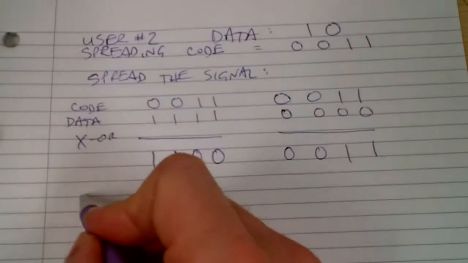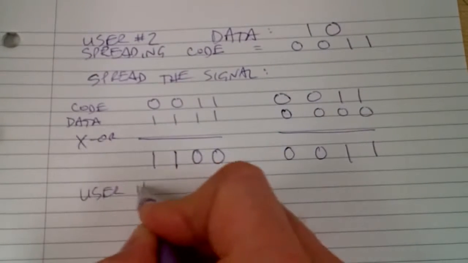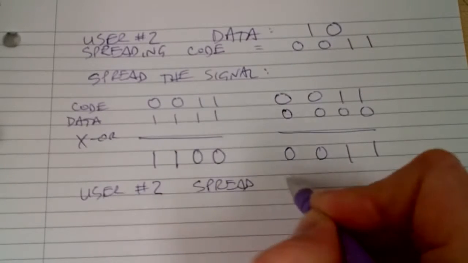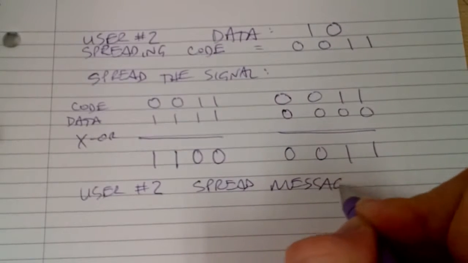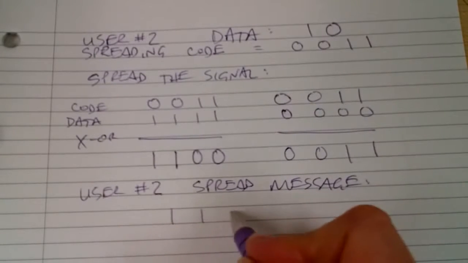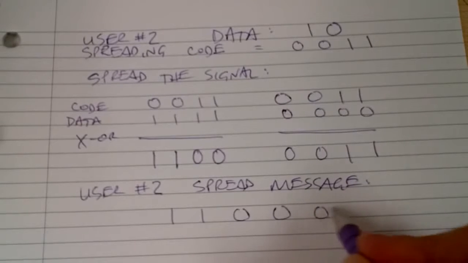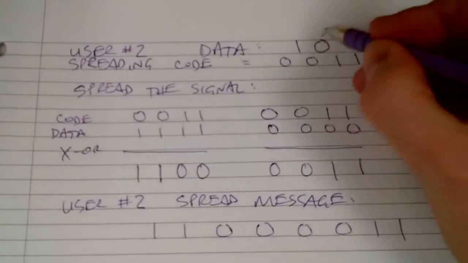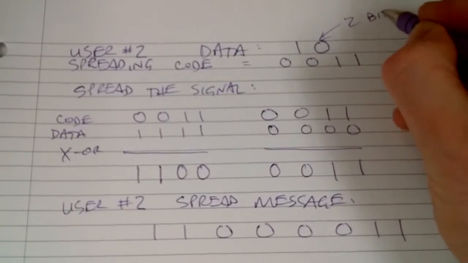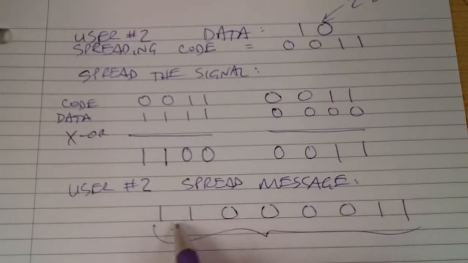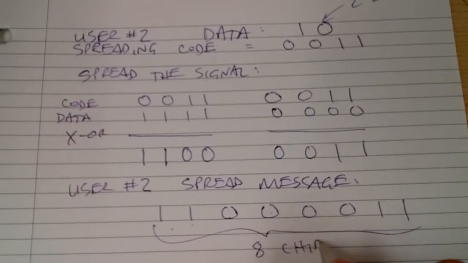So then we have user number 2, spread message, which works out to be 1, 1, 0, 0, 0, 0, 1, 1. And just like the first time, we started out with 2 bits, and we end up with 1, 2, 3, 4, 5, 6, 7, 8 chips.